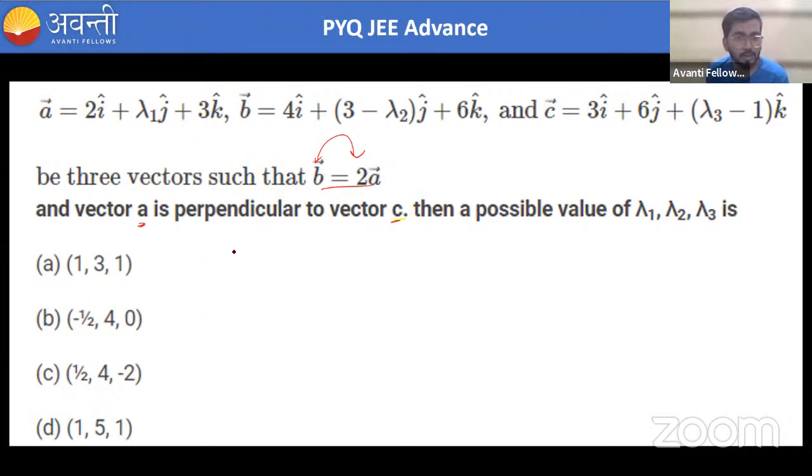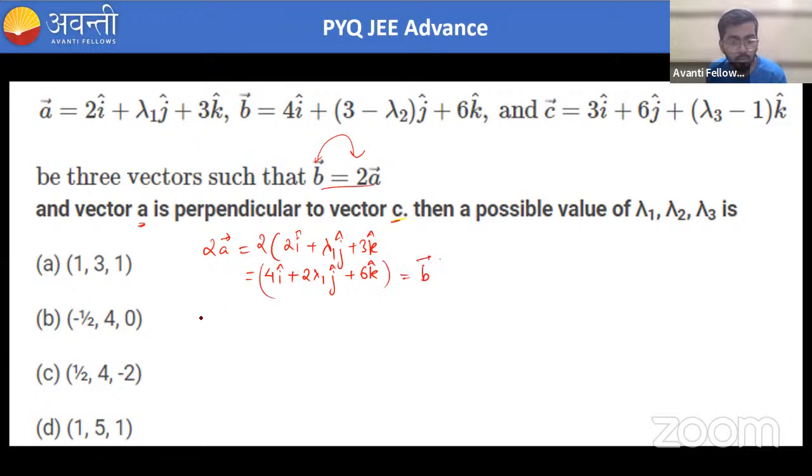So first of all, let us see what is the value of 2A bar? 2A bar will be equal to 2 times 2i cap plus lambda 1 j cap plus 3k cap, right? So this will be 4i cap plus 2 lambda 1 j cap plus 6k cap, and this is also equal to B bar, right? So what we will do here, we will compare these two vectors and try to find out some values, right? So this is 4i cap plus 3 minus lambda 2 j cap plus 6k cap, right?